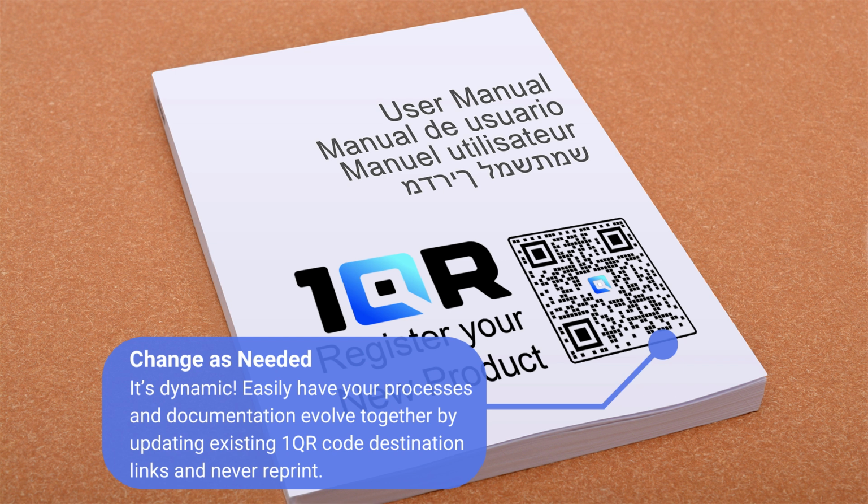Remember that it's dynamic. Printing extensive manuals can be expensive. By using QR codes, companies can reduce printing costs and update content easily without reprinting. Keep your information current and relevant at all times.